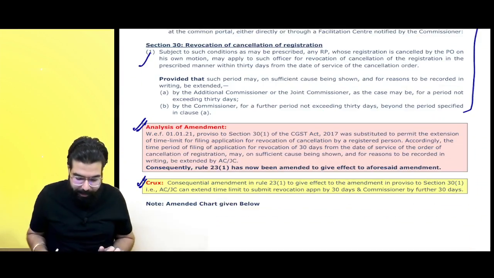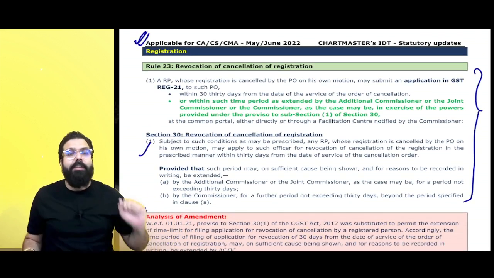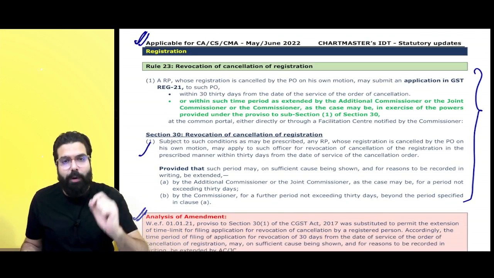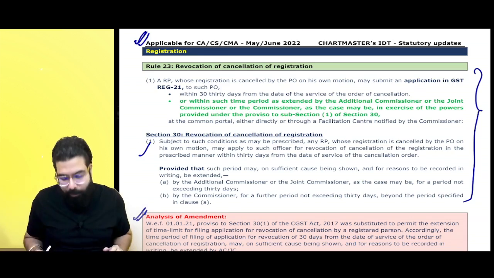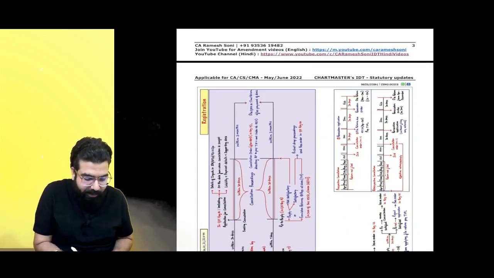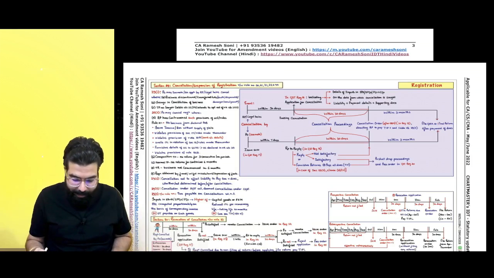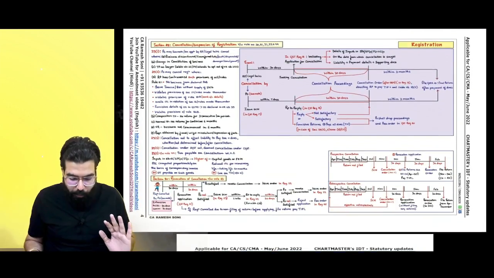The first amendment is in the chapter of registration. Sir, registration chapter, what is the amendment? Baba, there is no amendment there. Actually, what happened? If you guys have my chart book, I would like to show you from the chart. Yes, sir, we have the chart book. Let me show you from the chart over here. Now, if you don't have the chart book, no problem at all.